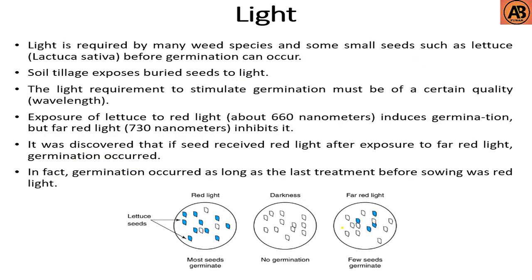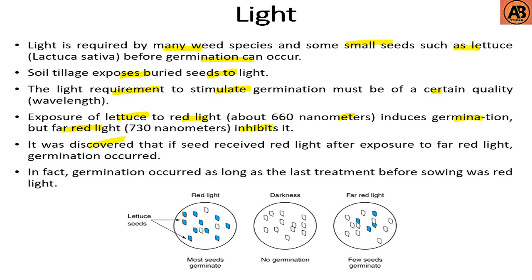Then light is one type of physical process for breaking down dormancy. Light is required by many weed species and some small seeds such as lettuce before germination can occur. Soil tillage exposes buried seeds to light. The light requirement to stimulate germination must be of a certain quality. Exposure of lettuce to red light, about 660 nanometers, induces germination, but far red light, 730 nanometers, inhibits it.